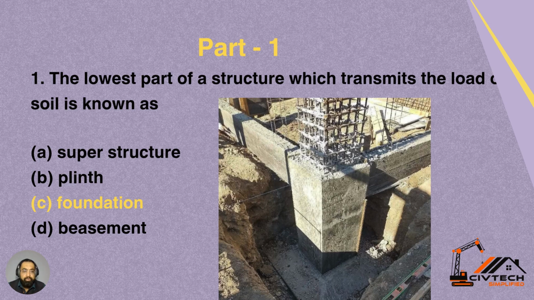part one. And question number one for today: the lowest part of a structure which transmits loads on soil is known as. You can see the picture of that part. It's the lowest part of the structure which transmits the load of the structure on soil. Number A, superstructure. B, plinth protection. Number C, foundation. Number D, basement.